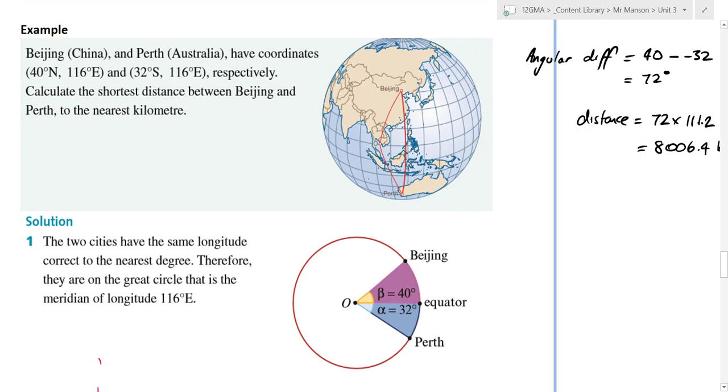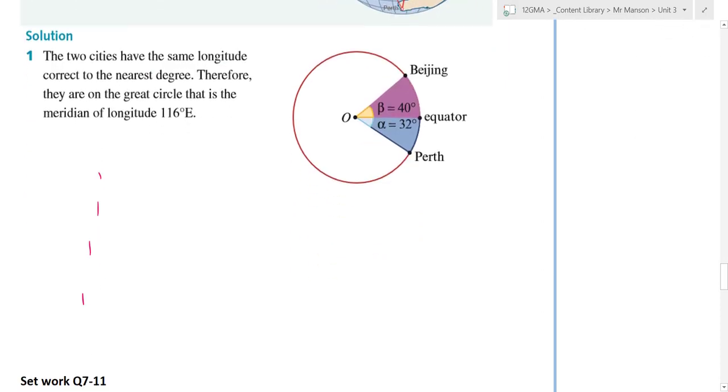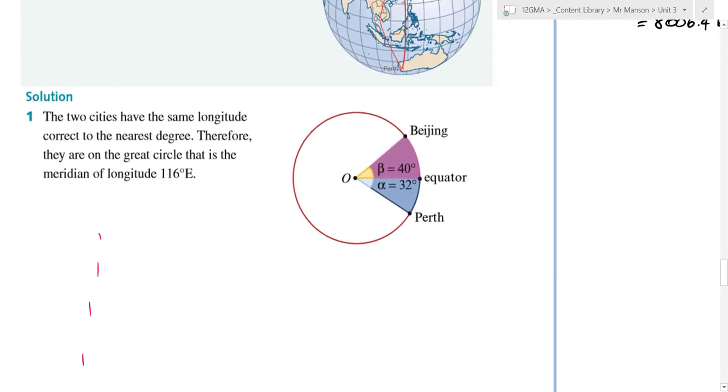And you should all know the Earth reasonably well enough to be able to look at this and go, is that a reasonable distance? And I think 8,006 is pretty reasonable, so we're happy with that. And there's the answer anyway. Well, there's a diagram to show the answer. Any questions on that?